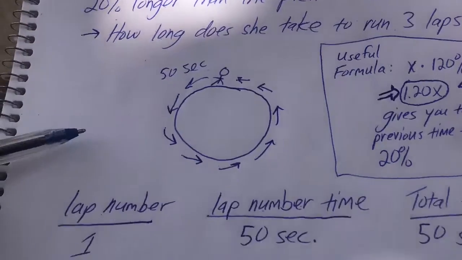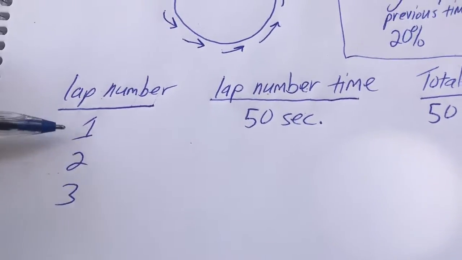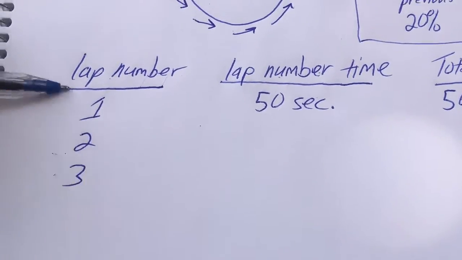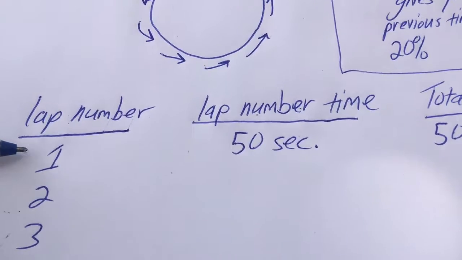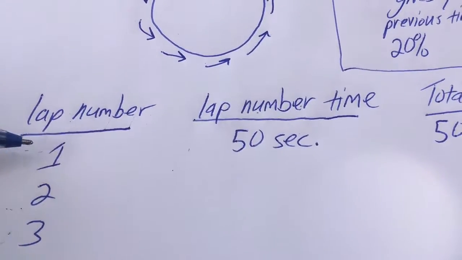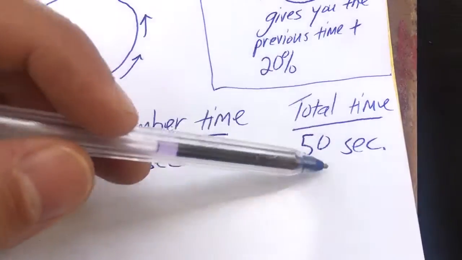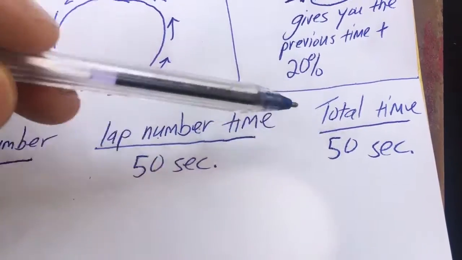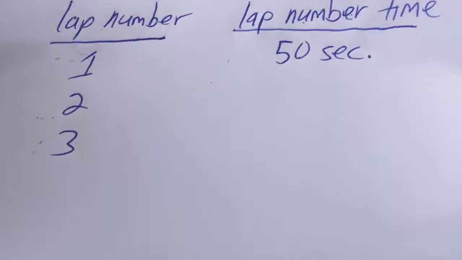Well, let's set this up. So here we have 3 columns. We have lap number 1, 2, 3. She runs a total of 3 laps. And the lap number time that corresponds to the lap number. So for the first lap, she does that in 50 seconds. And this last column is for total time. Okay? So first lap, 50 seconds, total time.